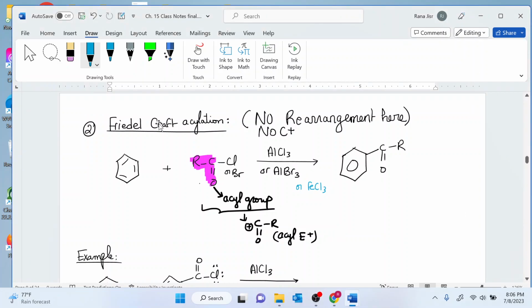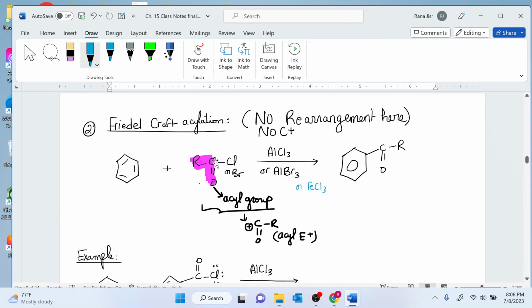The other type of Friedel-Crafts reaction is Friedel-Crafts acylation. In Friedel-Crafts acylation, you start with a benzene. Instead of starting with an alkyl halide, you start with an acyl halide. The acyl is simply an R connected to a carbonyl in there. And you're going to use the same catalyst as you used before.